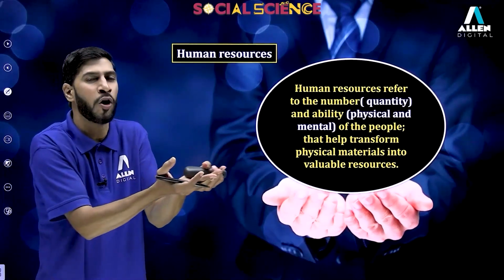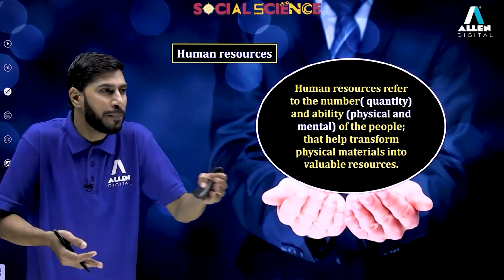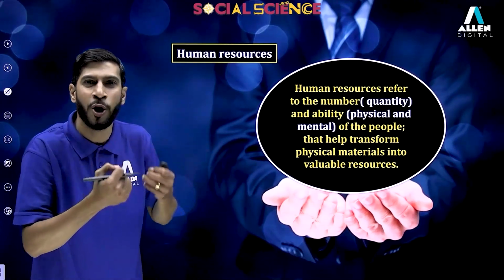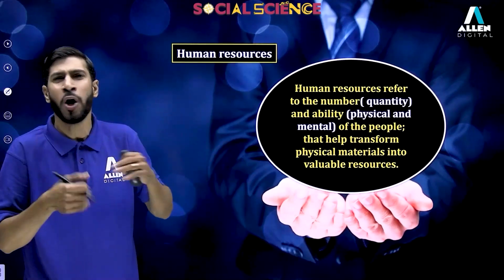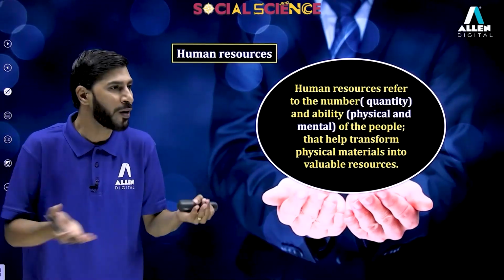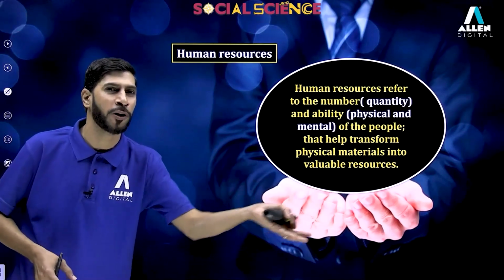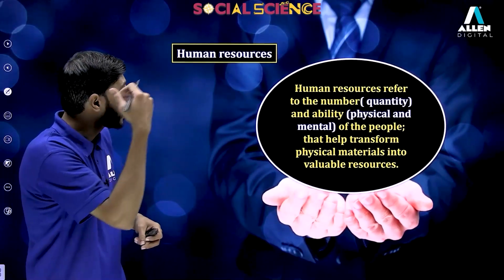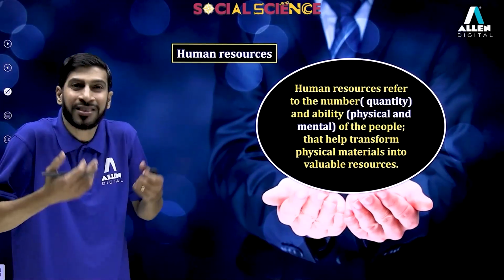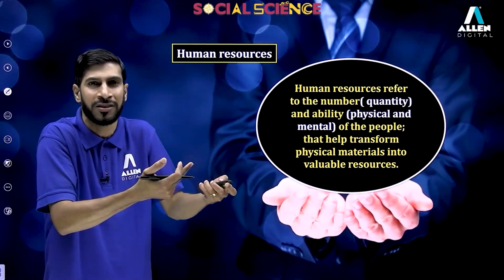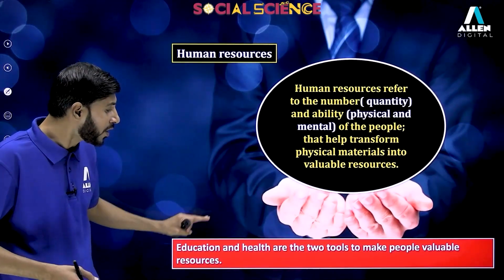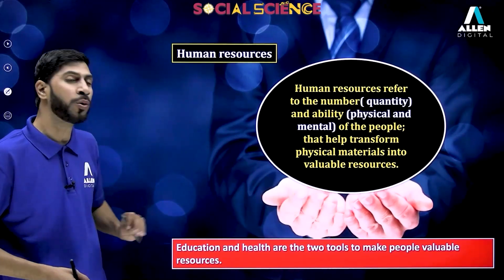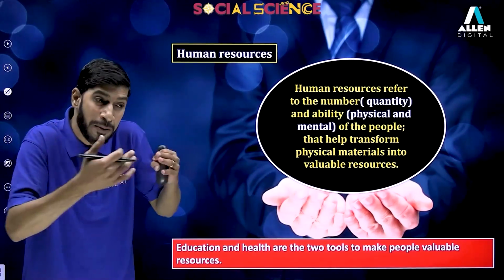Just imagine there is a piece of land. Automatically on the piece of land, crops won't grow. We will get rice, or wheat, or tomatoes, but this is not an automatic process. We have a piece of land, but automatically there won't be a hospital or a school. No. This is all because of the human mind. They use their skill and knowledge to create all this. Okay. So do remember, education and health are the two tools to make people valuable resources. So through what can they be made valuable?